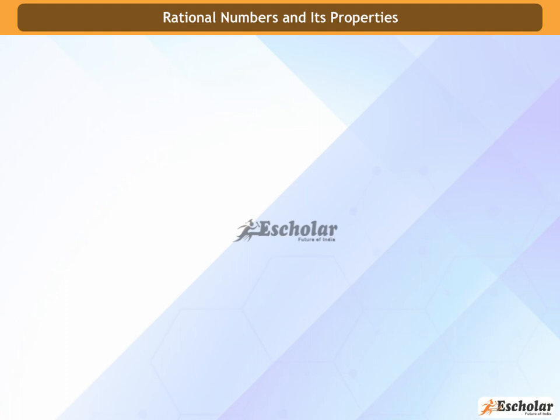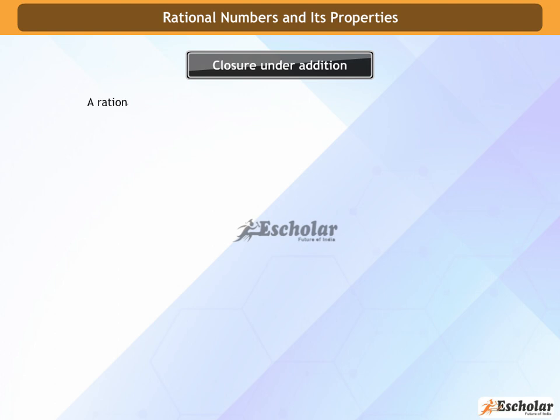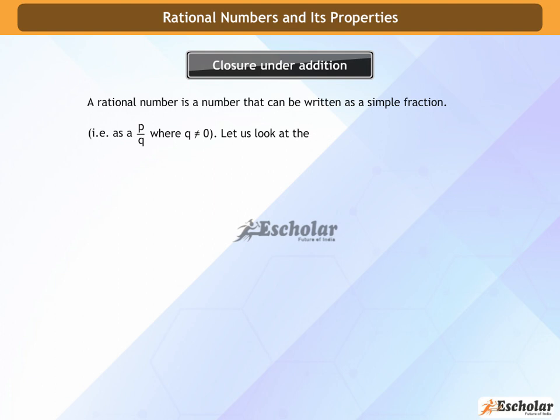Rational numbers and their properties. Closure under addition. A rational number is a number that can be written as a simple fraction, that is, as p by q, where q is not equal to 0. Let us look at the closure properties of rational numbers.